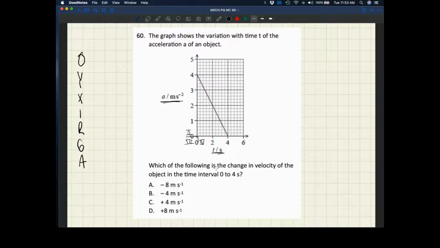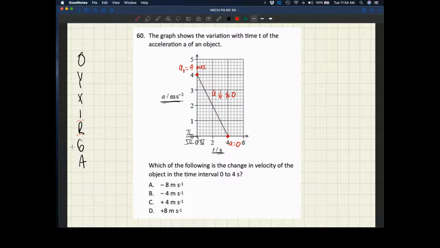And now we look at the intercepts. So we have this intercept here. So a0, the acceleration at time 0, is 4. It is the maximum. And we have this other intercept, this x-intercept down here, where the acceleration is 0. So those are our two intercepts. So what we see happening with the acceleration is the acceleration decreases to 0.